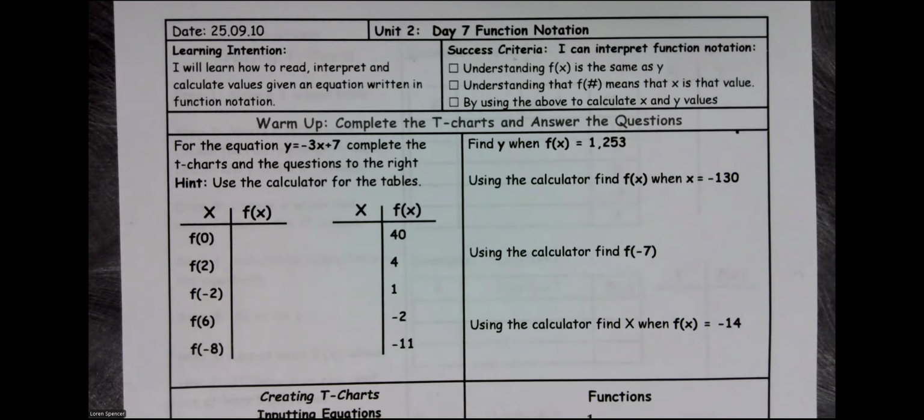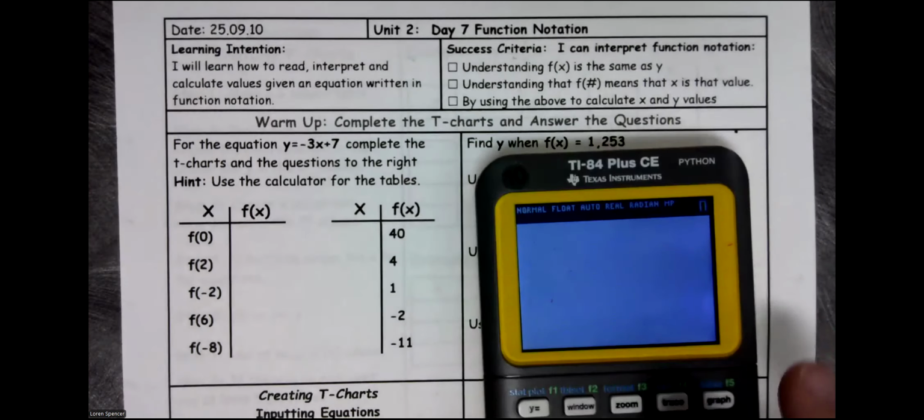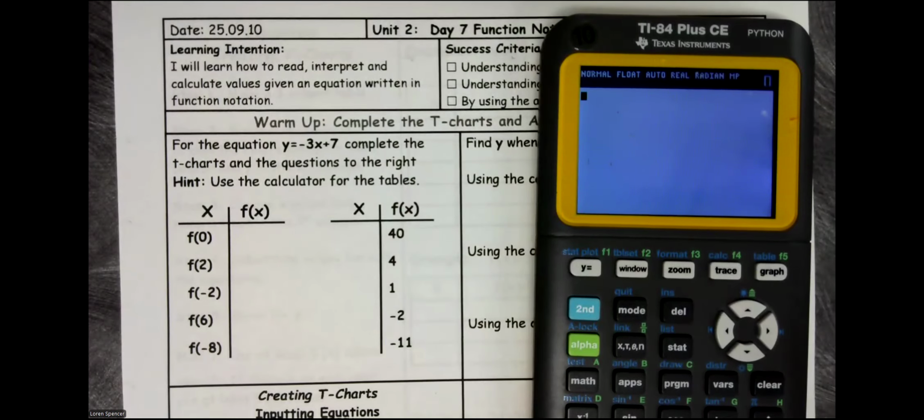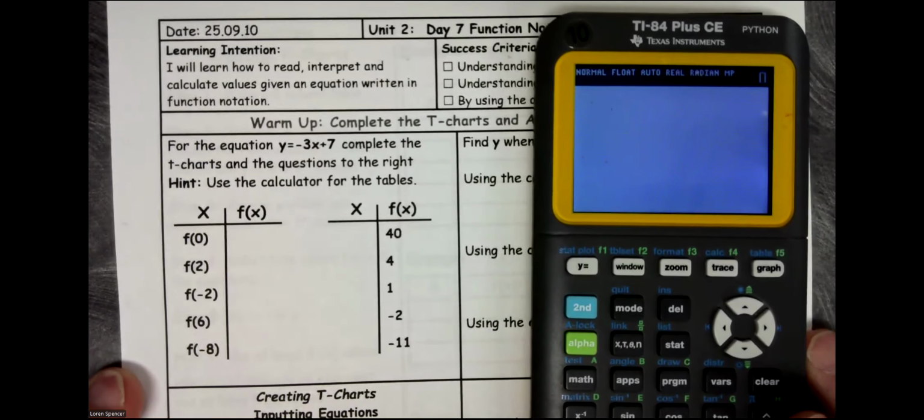For the equation y equals negative 3x, complete the T-charts and the questions to the right. Use a calculator for the tables. I'm just going to tell you, I still think the best way to go about this is using the TI-84 calculator, and that will be available to you on the STAR test.